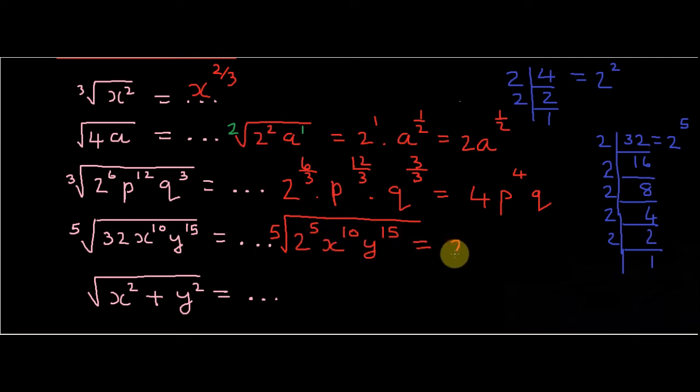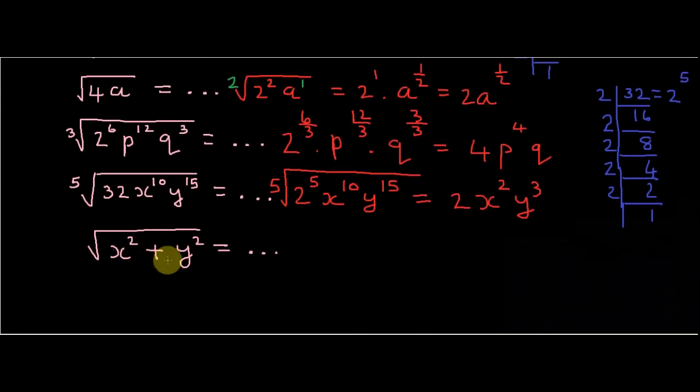So we're going to divide each of the powers by 5. So it's 2 to the 5 over 5, which is 2 to the 1, which is just 2. Then 10 divided by 5 is 2, so it's x squared. 15 divided by 5 is 3, so it's y cubed.